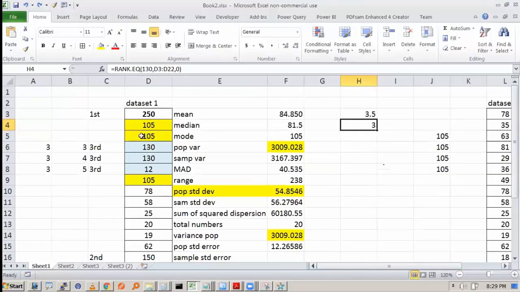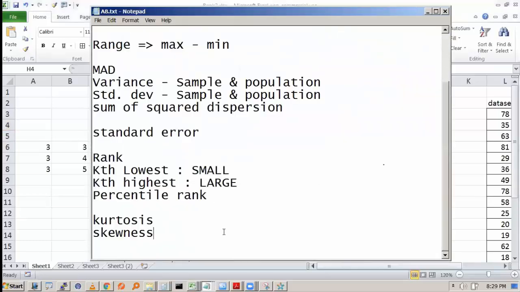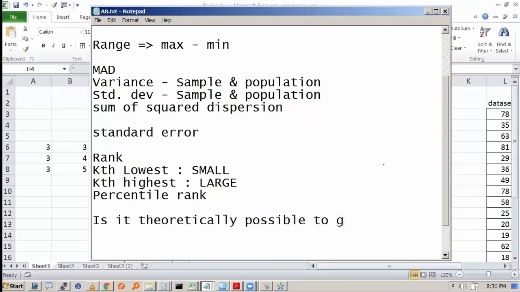Now rank will work here, but if you remember your CAT, MAT, they give you the percentile rank. So they give you the percentile score. Now I'll ask you one question. Is it theoretically possible to get 100 percentile? From whatever statistics you know, can you say whether it is theoretically possible to get 100 percentile?